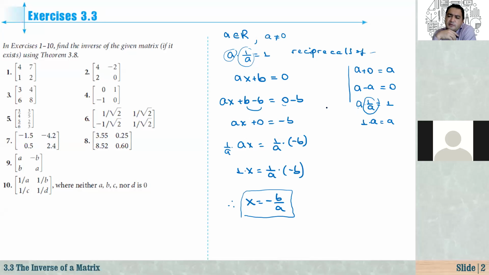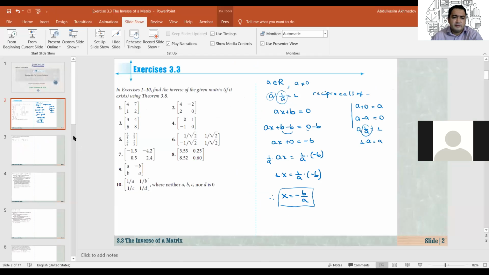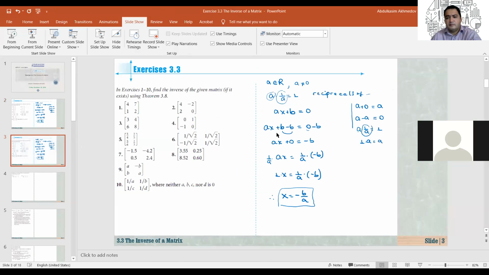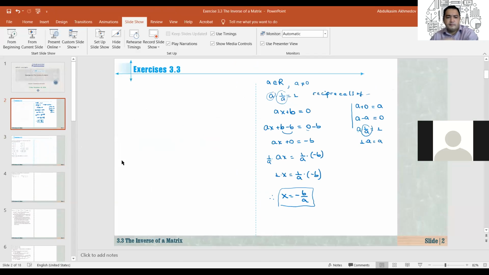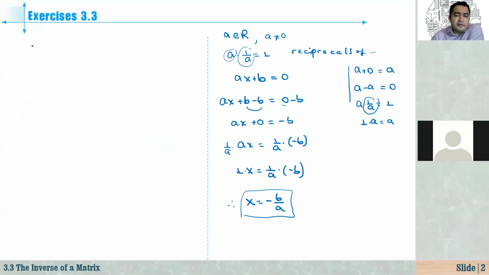That is not an easy procedure. So we are going to do the same thing here. We're going to do the same thing here. So why do we need to learn how to find the inverse of the matrix? We know that actually we are talking about this kind of equation, right?